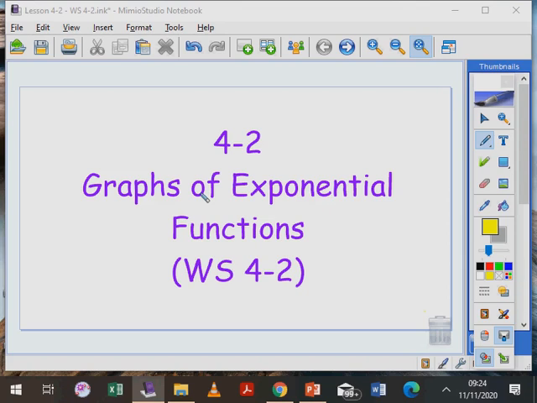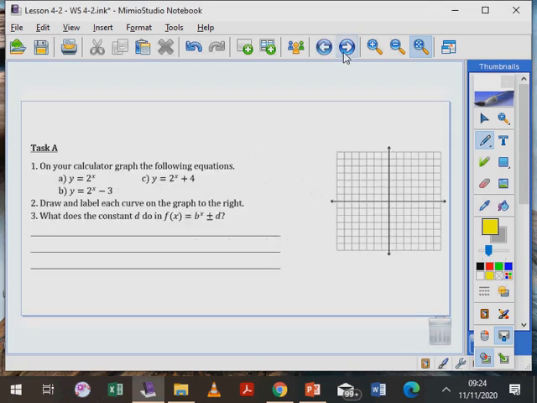So this is the video for worksheet 4.2. The first task on your worksheet is you're going to be using your graphing calculator to figure out what happens when we add or subtract values from the parent function, because the parent function we are using is y equals 2 to the power x.